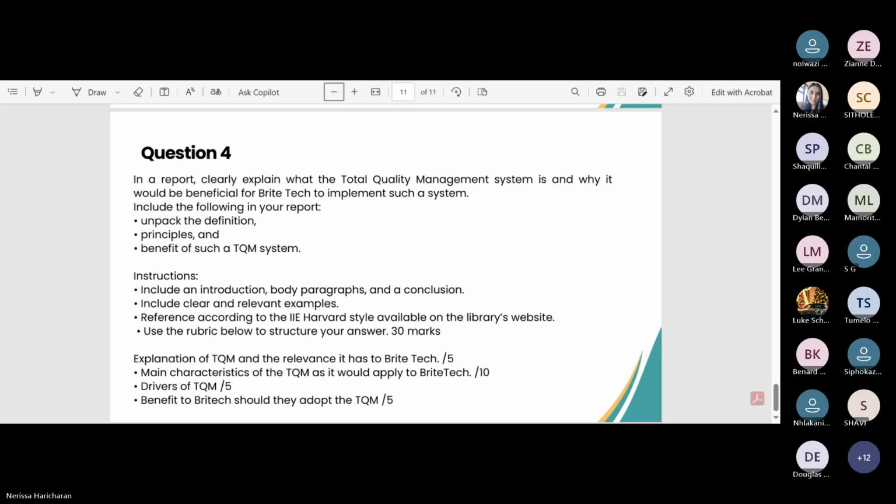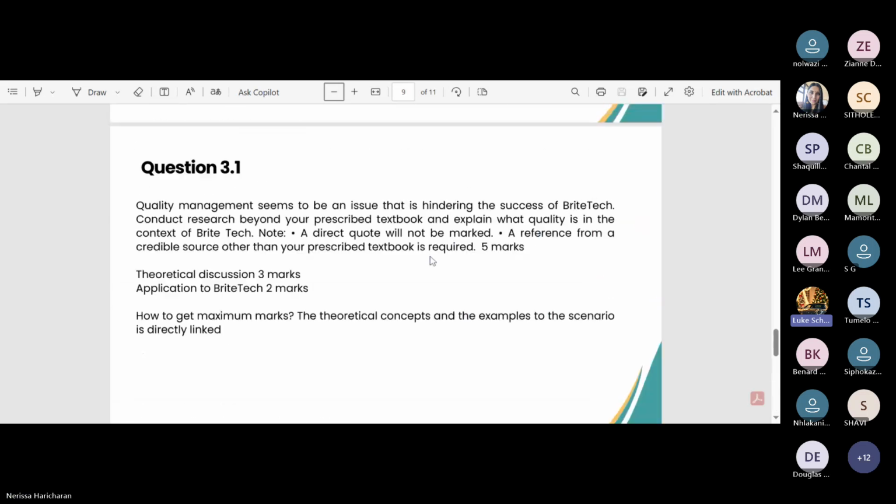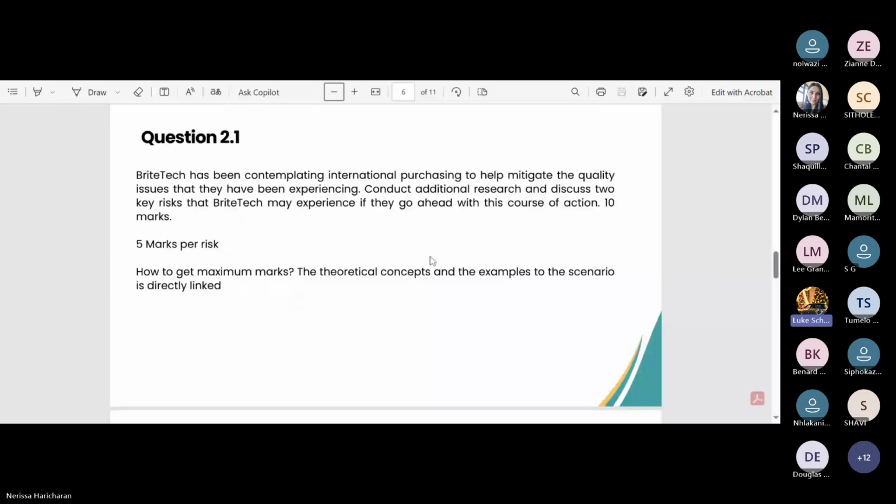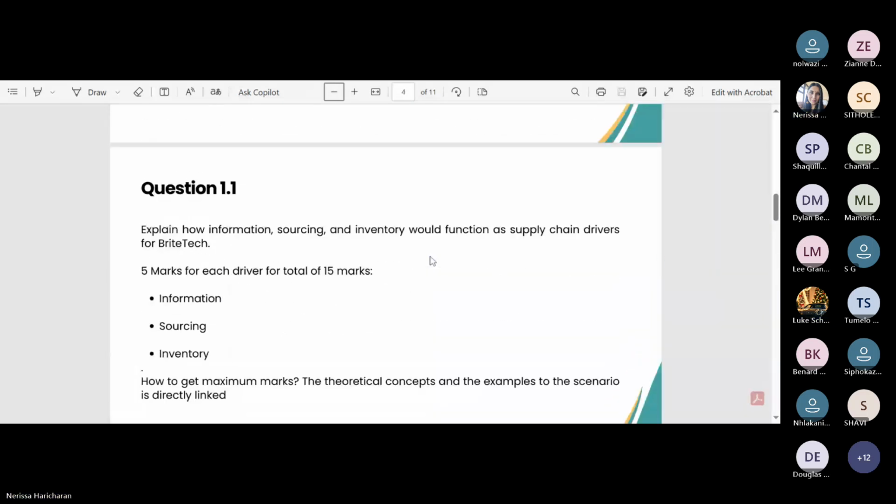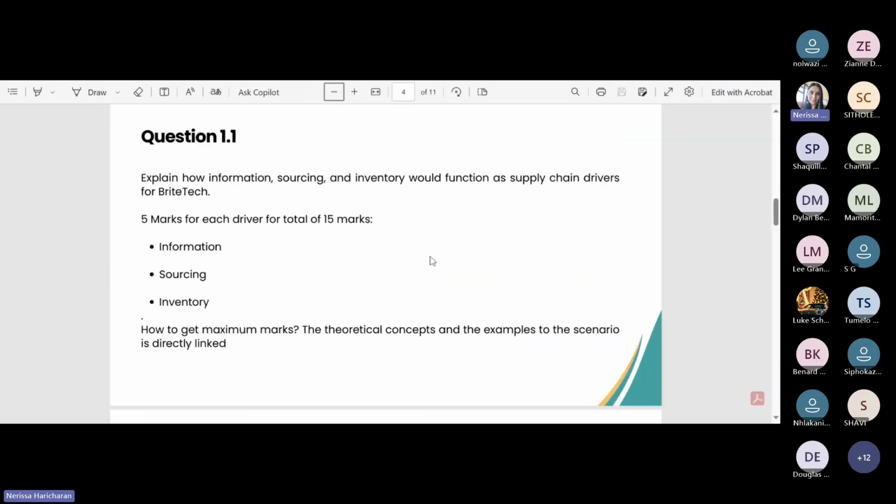Okay, Luke. Evening, ma'am. I'd just like to know if you can possibly go back to question 1.1 and 1.2. Sure. I just want to see the mark allocation. Okay, so 1.1 is for 15 marks. So that's 5 marks per driver. You have 3 drivers.